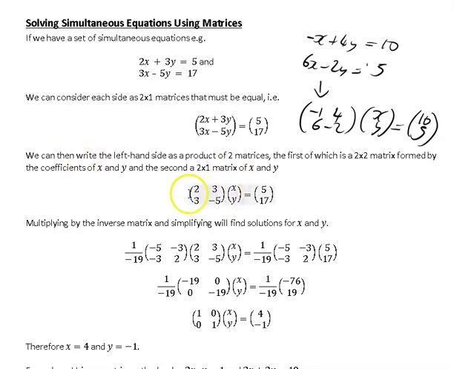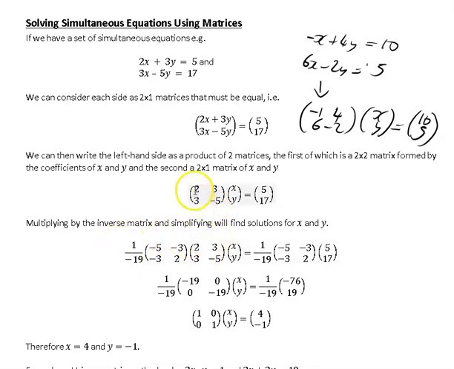So here we go back to this one that we had. We had 2, 3, 3, minus 5 upon xy is equal to 5, 17. So what you want to do is, first of all, we want to get rid of this thing in front of the xy. So we're going to do that by multiplying by the inverse. So very similar to what we did in the last video.